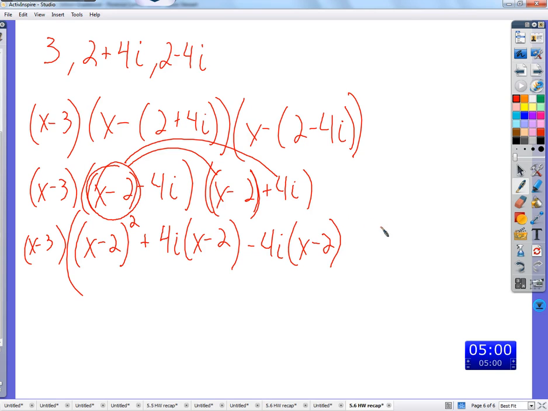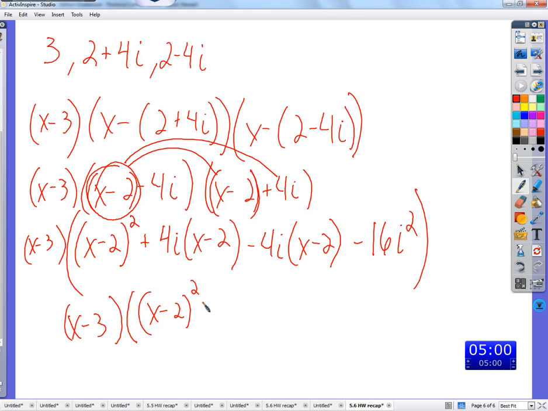Negative 4i times 4i. What's negative 4i times 4i? Negative 16i squared. Great. But what is i squared? Like one. Well, it's close. It's negative 1. Okay. i squared is negative 1. It's the square root of negative 1 times the square root of negative 1. Remember that? i squared is negative 1. So this is plus 16. X minus 3 times x minus 2 squared plus 16. That cleaned up pretty nice, right?